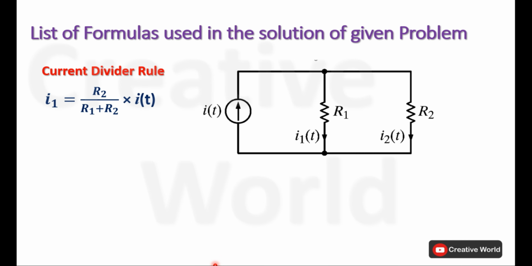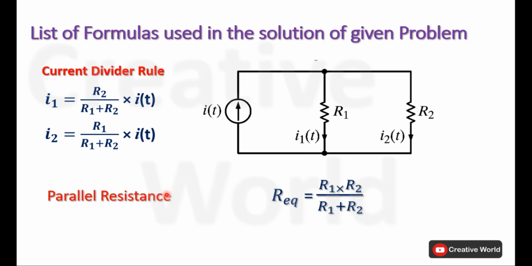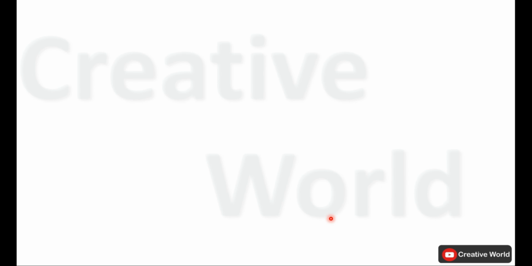Basic equations for the calculation of currents I1 and I2 of this particular circuit using the current divider rule are provided here. We also will be using the parallel equivalent resistance formula for two parallel connected resistances. R equivalent is calculated by taking the product of both resistances divided by their sum. Now let's move towards the problem.